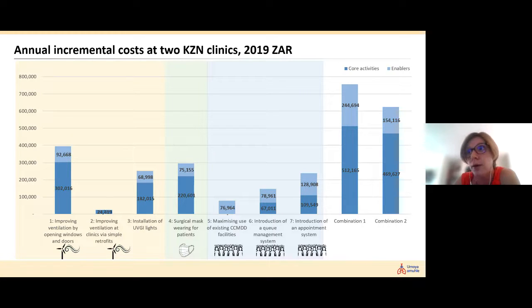So see, for example, how retrofitting buildings does not require any site-level enablers, whereas introducing an appointment system, relatively little additional investment in core activities is needed. But the enablers that are required for successful implementation are the most expensive. For combination interventions, the costs of core activities equal the sum of the individual intervention costs, but then the enabler costs are lower than this because some of the enablers are shared across interventions.